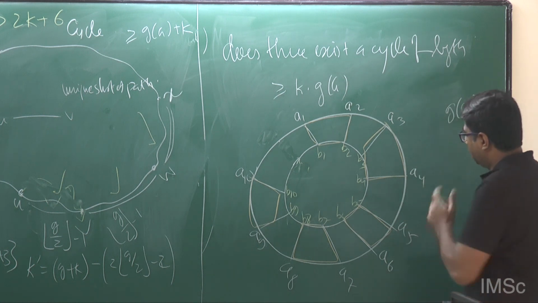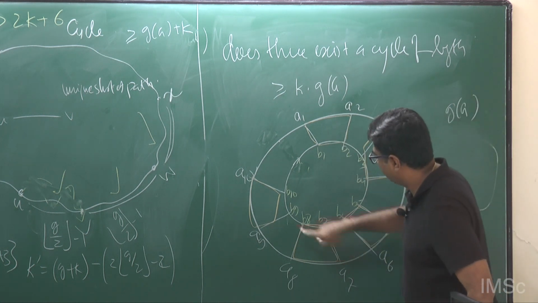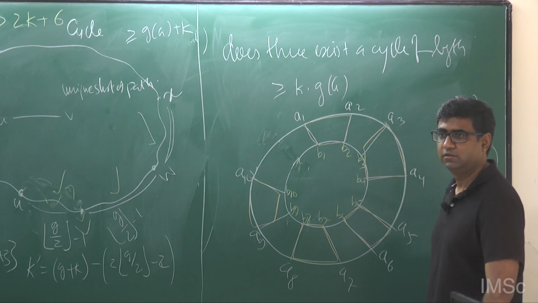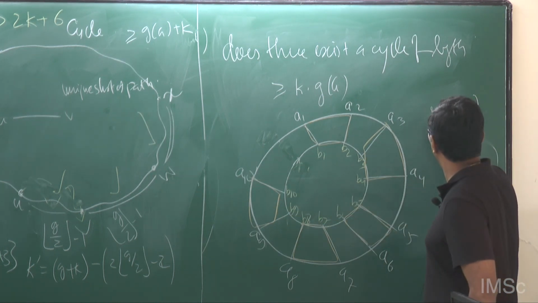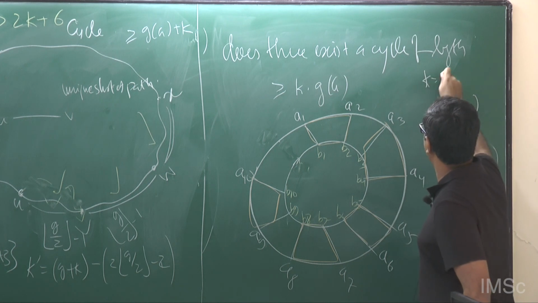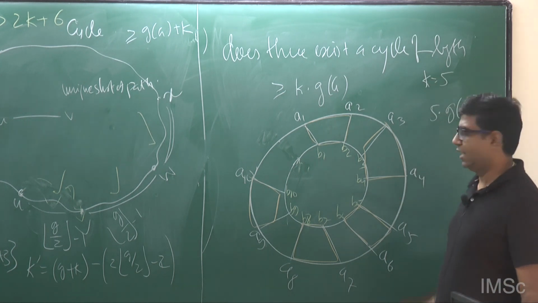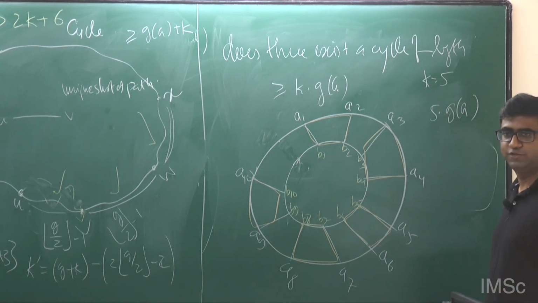But what is the total number of edges in these cycles? As many as the number of vertex disjoint cycles, so 5 times. Suppose for now k equals 5. Right? I definitely get at least 5 times g(G).